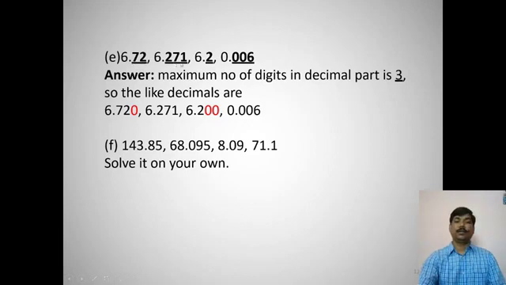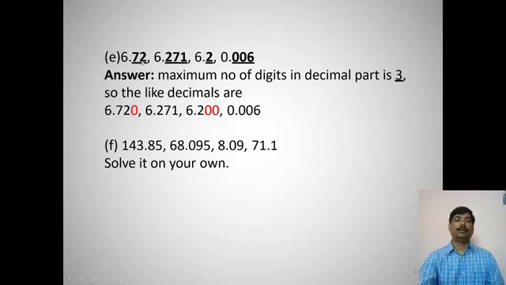These fractions are written: 6.72, 6.271, 6.2 and 0.006. So first we see the maximum number of digits in the decimal part. So how many maximum digits? 3 digits. So you have to make maximum 3 digits in the decimal part of each decimal number.